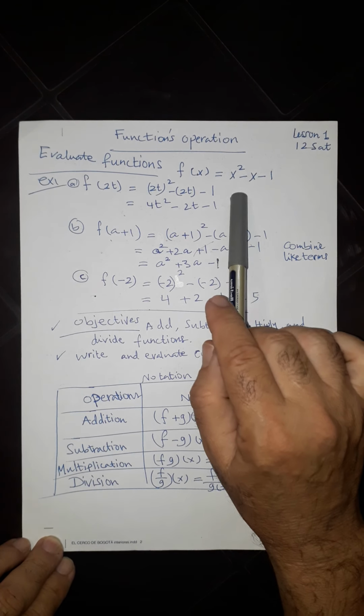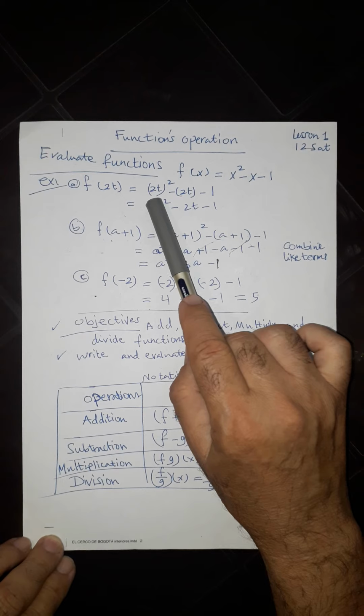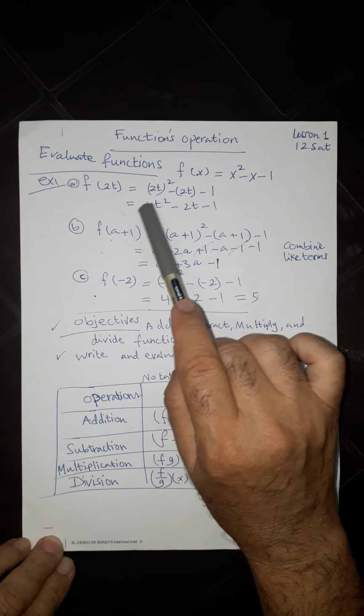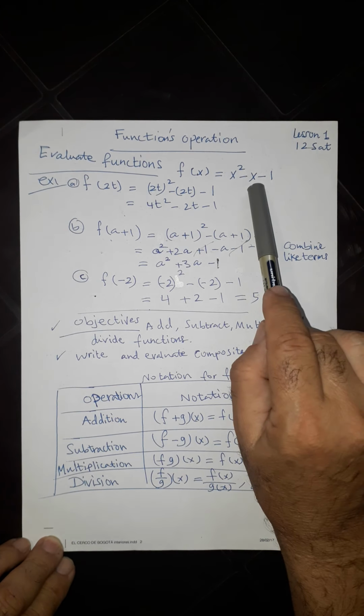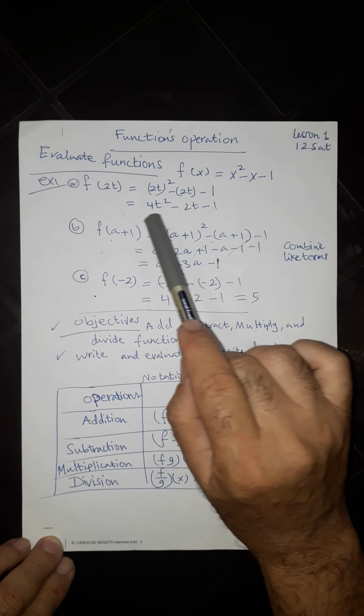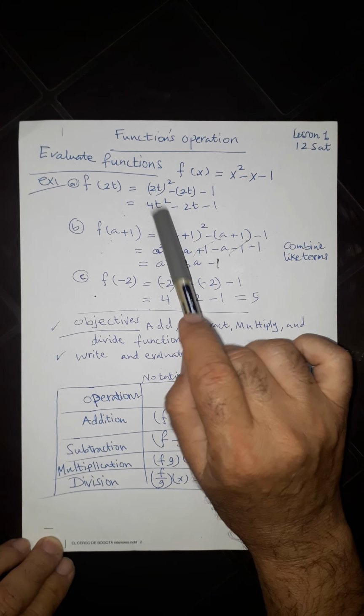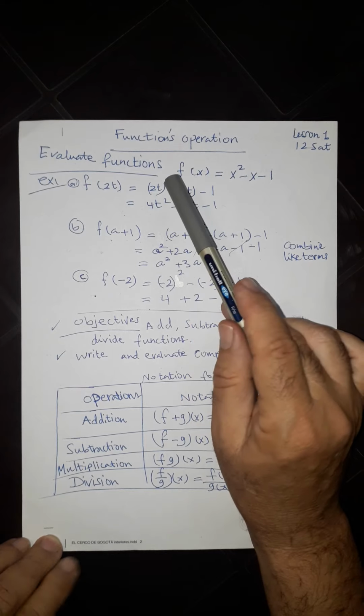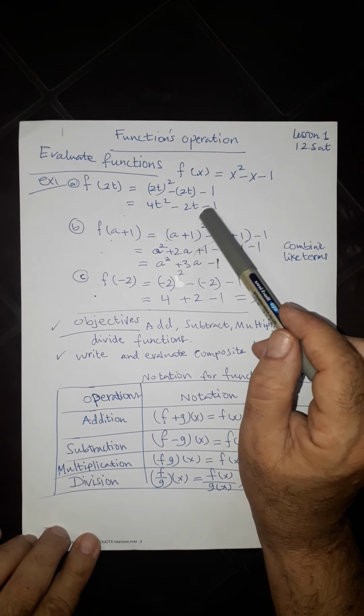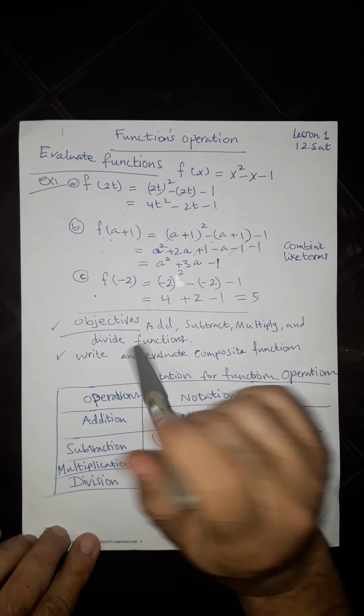Now what is f of 2t? It means we need to replace each x by 2t, and thus we have 2t all squared minus 2t minus 1, and that equals 4t squared, because 2t times 2t is 4t squared, minus 2t minus 1.